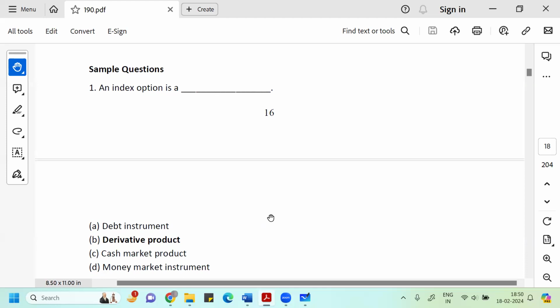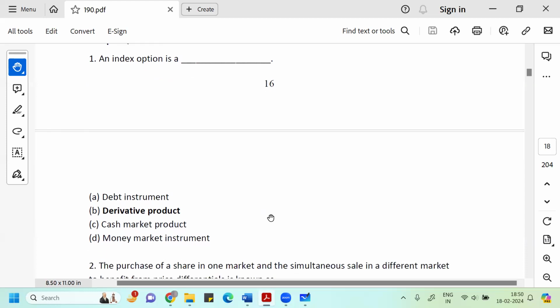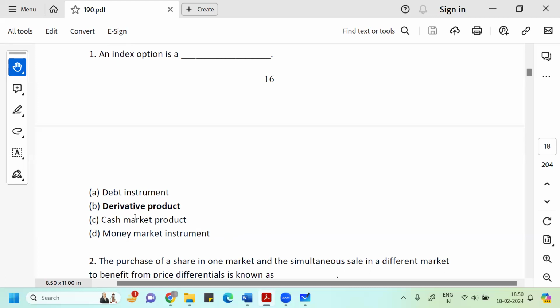It is basically an equity based derivative instrument. So here, out of the four options, it cannot be money market. Money market is again a short-term debt instrument, so it's debt instrument. Neither is it a cash market product, it's a derivative market.